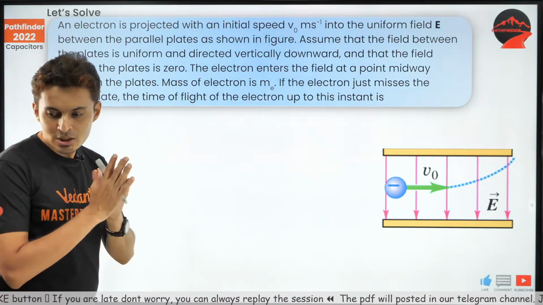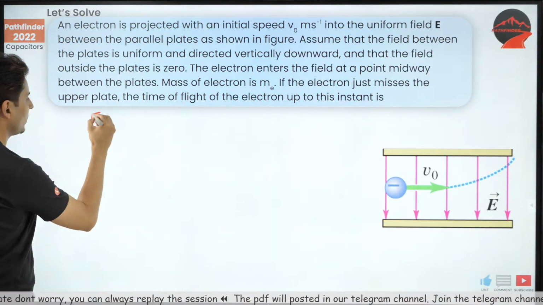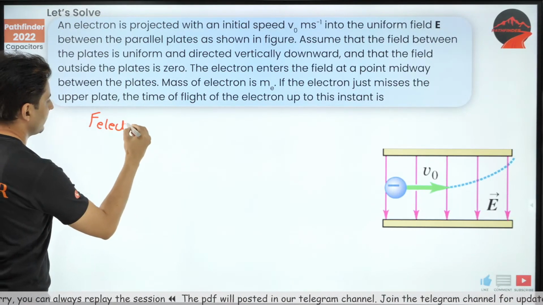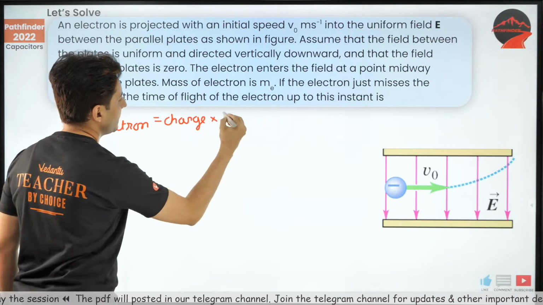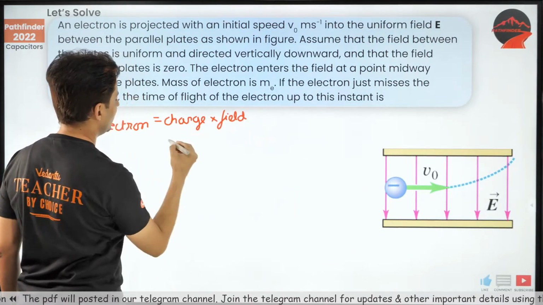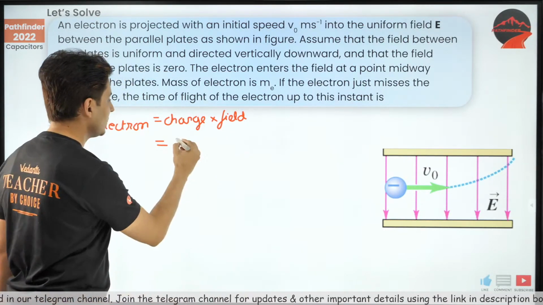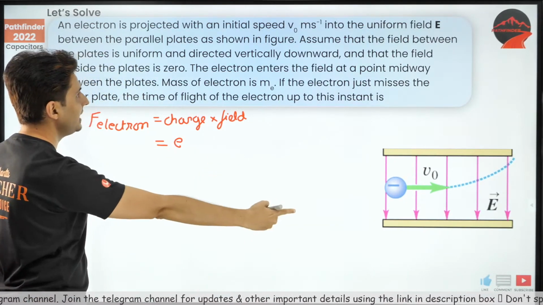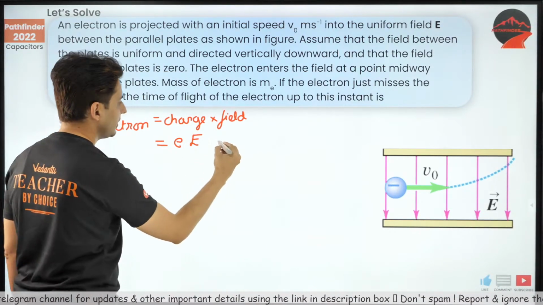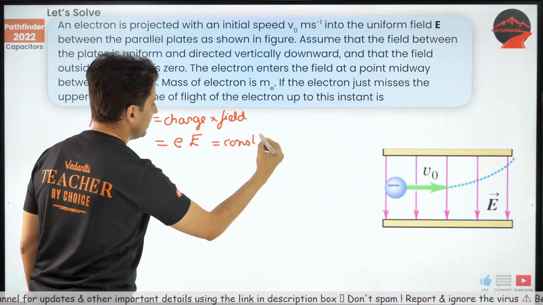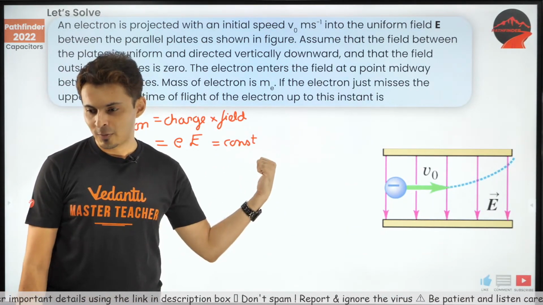Okay. So now, guys, do you agree that the force on the electron will be the charge multiplied by the field? Charge multiplied by field. What is the charge of an electron? Charge of an electron, e. What is the field? Well, that's going to be E. Is this not a constant value? Come on, guys, let me know in the chat box. Do you guys agree with that? Yes, it's a constant value.